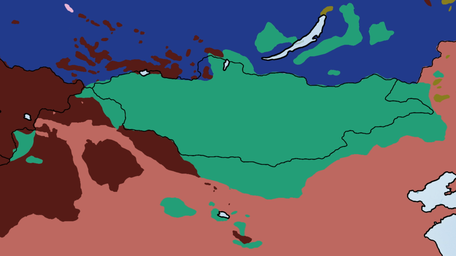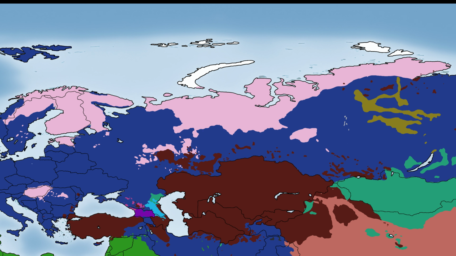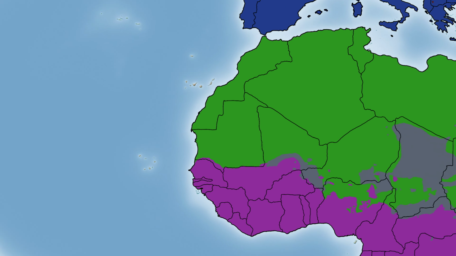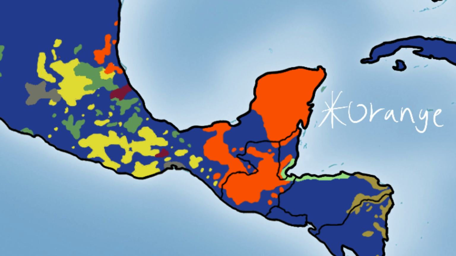In turquoise, Mongolic, with Mongolian. In light pink, Uralic, with Hungarian. In bluish purple, the Quechuan language family. And in yellow, the Mayan language family.